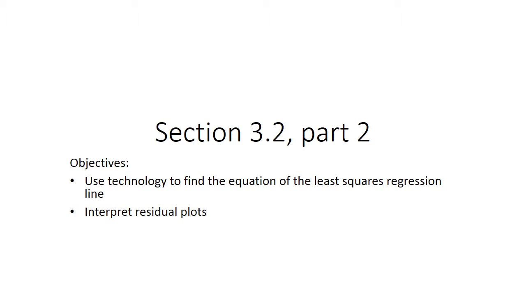Today we'll continue our study of least squares regression lines. Yesterday we learned just how to interpret the slope and the y-intercept of a least squares regression line that was already given to us. Today we'll use technology to calculate least squares regression lines. It'll also calculate the correlation, and we'll learn how to use our calculator to draw a residual plot and then to interpret that.